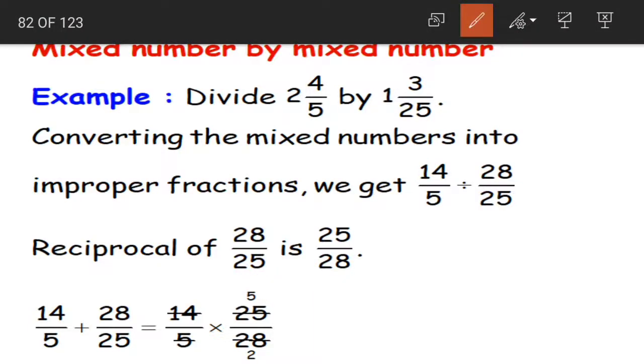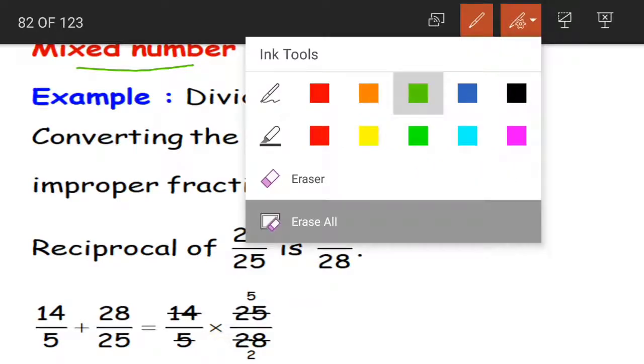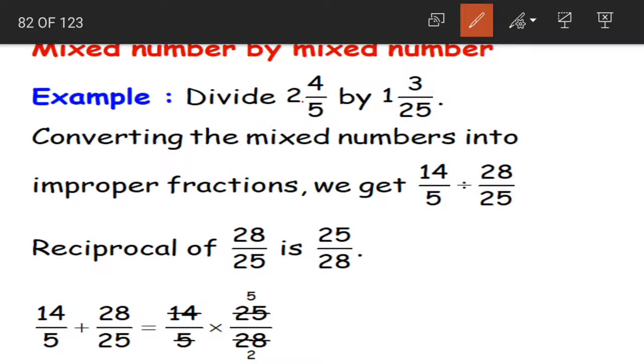Now what do we have here? We have both mixed fractions: 2 4 by 5 divided by 1 3 by 25. Now we need to convert them into improper fractions. We have 5 twos are 10 plus 4 divided by 5. That is nothing but 14 by 5.